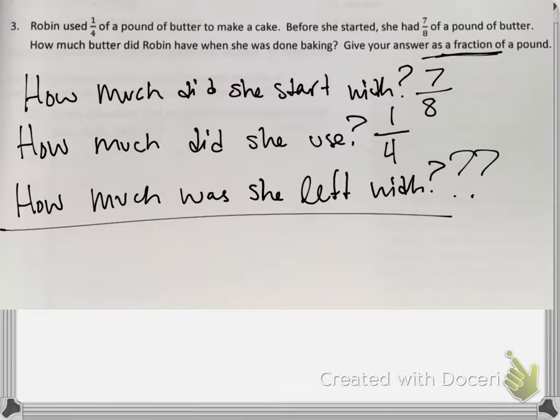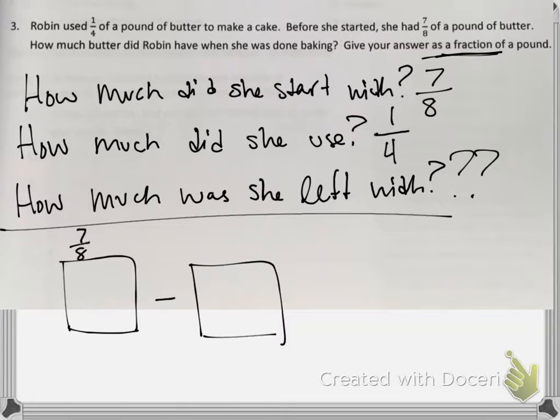So let's see. What do we know how to do to solve this problem? We know how to use a rectangular fraction model. So let's go ahead and I'm going to start it off. So we have 7/8 minus 1/4. So let's see what you get. I should see pictures. I should see a written response. And I'm going to give you what the answer is because I want you to get it correct. So we have 5/8. She was left with 5/8 pound.